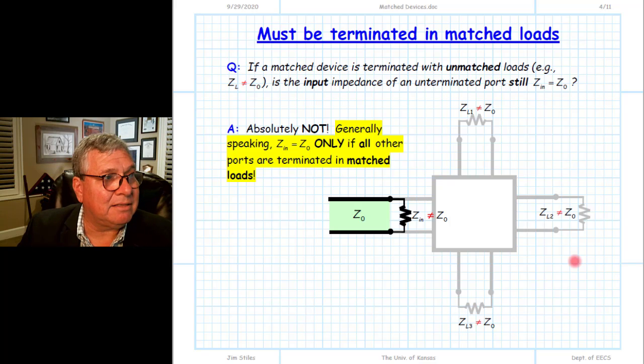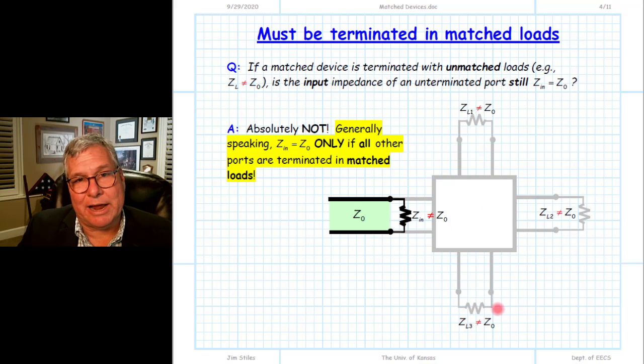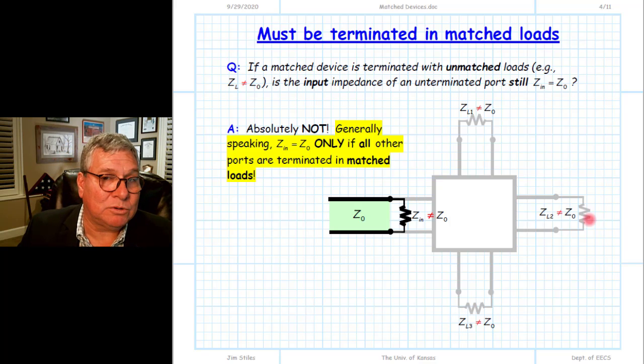The last thing I'll say that students sometimes mess up or get confused about is that a matched device can't change the impedances of the things connected to it. Sometimes students will say, well, gee, if I have a matched device here, it will reach out and somehow change this impedance into a value equal to Z0. And it won't do that either.